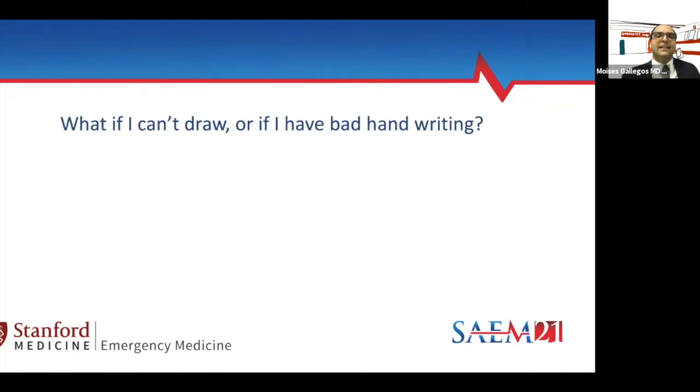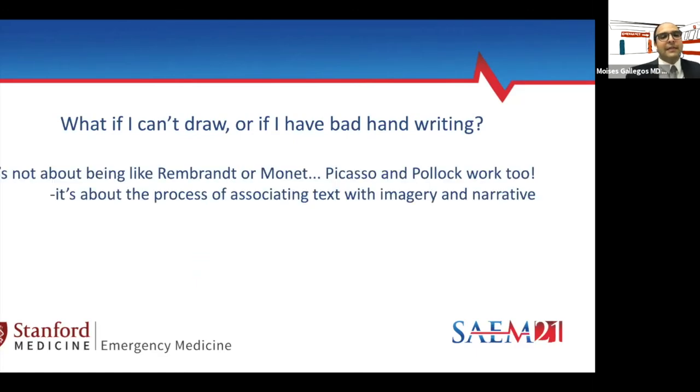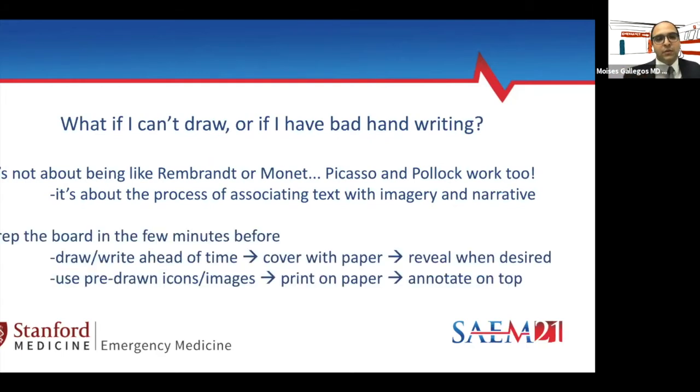I'll take a pause and address one of the questions that I get from colleagues a lot. Well, what if I can't draw, or if I have bad handwriting? Well, don't be dissuaded from doing a chalk talk, because it's not about being like Rembrandt or Monet. Picasso and Pollock work too. It's about the process of associating text with imagery and narrative, right? You're going to be talking, engaging with the text that you've put up on the whiteboard, and that's what's going to contribute to the dual coding.